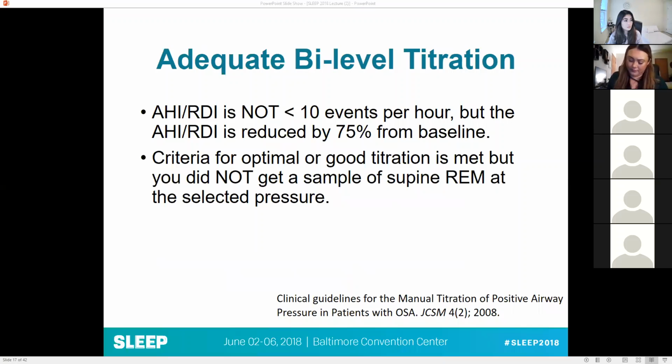And this is adequate. Again, it's just getting their AHI reduced by 75% from baseline. And again, always optimal if you can have supine REM sleep at the selected pressure. Next slide.